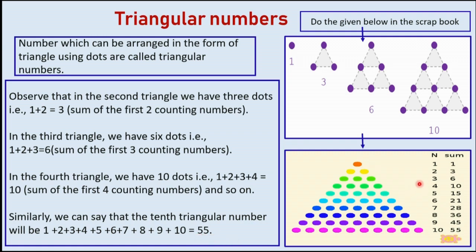Now see how. These are numbers and their sum, the addition of those numbers. See how? 1, 1. 1 plus 2, 3. 1 plus 2 plus 3, that is equal to 6. 1 plus 2 plus 3 plus 4, that is equal to 10. 1 plus 2 plus 3 plus 4 plus 5, that is equal to 15. These all are what? Triangular numbers.